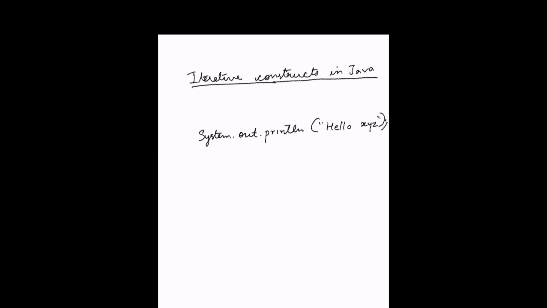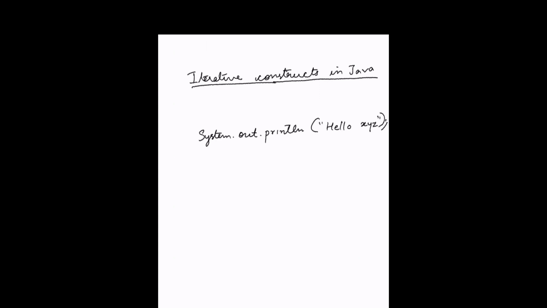So how will I print it? It doesn't make any sense for me to keep on typing System.out.println Hello XYZ, System.out.println Hello XYZ. That doesn't make any sense, right? So 100 times, if I keep on writing it, how much time is wasted? And it's the same thing that keeps on repeating, right? So it's not a good approach to write or copy the statement 100 times.